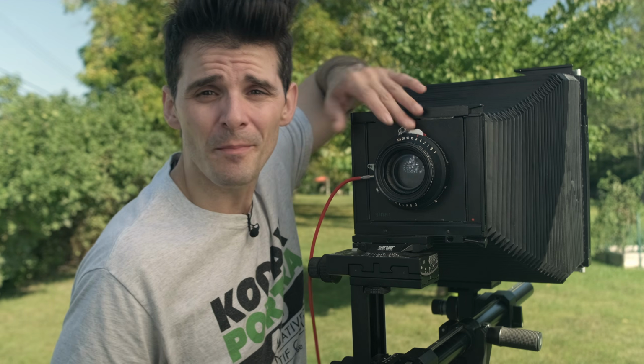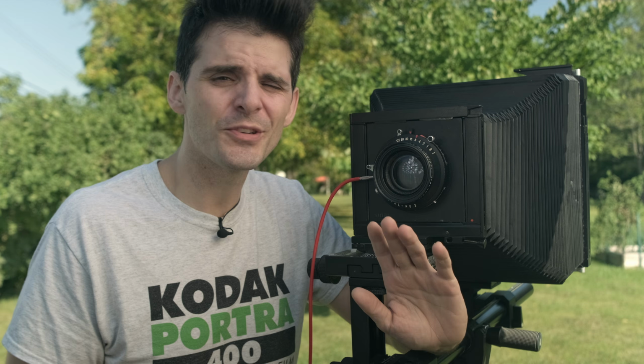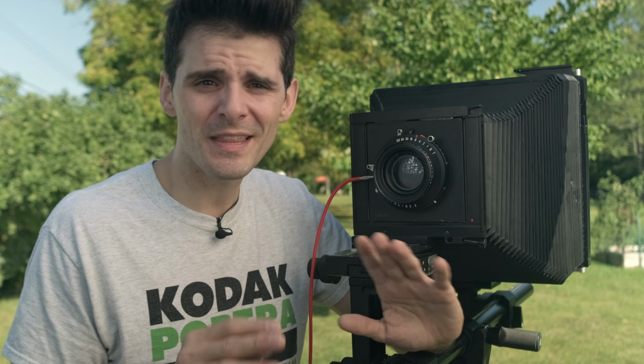Large format rule of thumb number 3, expose for the shadows and develop for the highlights. Now, this large format rule of thumb applies specifically to negative films, so that's black and white and C41 negative films. If you're working with transparency or slide film, this rule isn't exactly going to apply the same. So, exposing for the shadows.